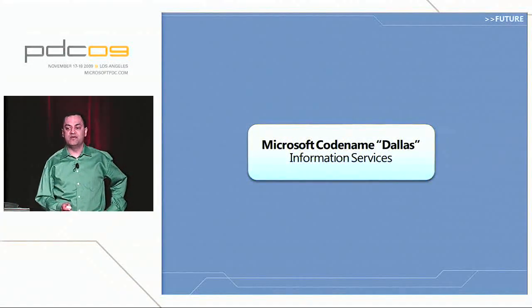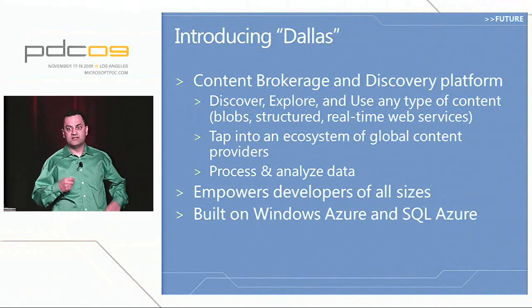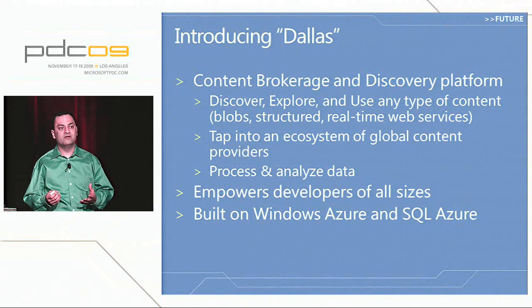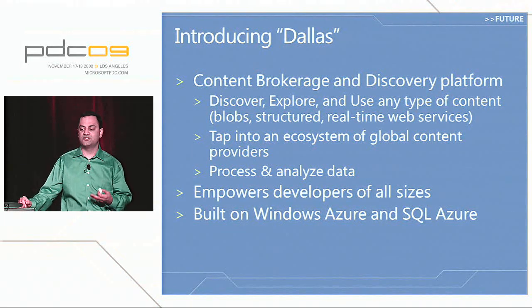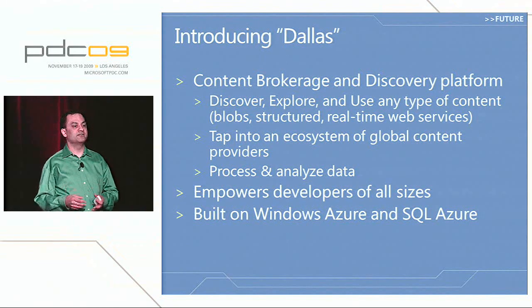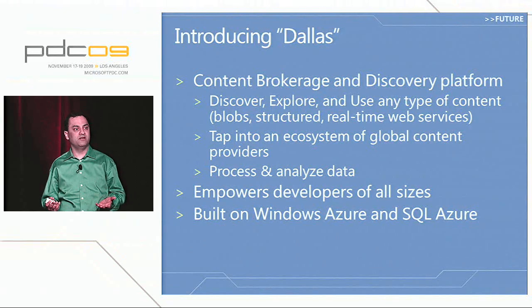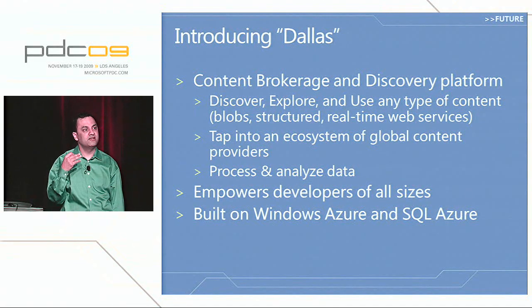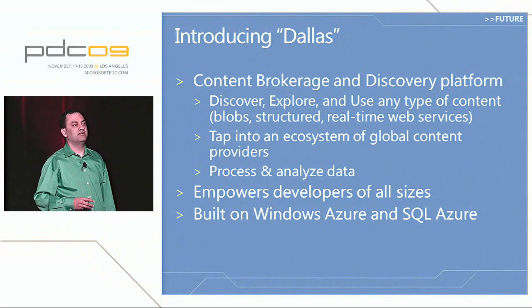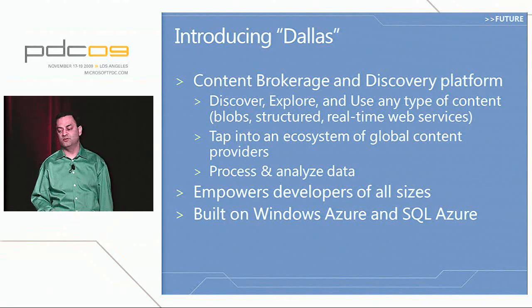Finally, Dallas, the information service. The way to think about this is a place where you can discover, list, and broker content, whether it's blobs, like maybe some videos that you're sharing, public data sets, structured information, real-time web services. And there's an ecosystem really of content providers. So if you need some content for an application you're building, you just go find that content here and you sign up for that content, whatever the contract is with the other person, to use that. It's also a place that you can put your content in, right? And there's facilities built into Dallas that let you process and analyze the data, do analytics, if you will, so you don't have to build that.